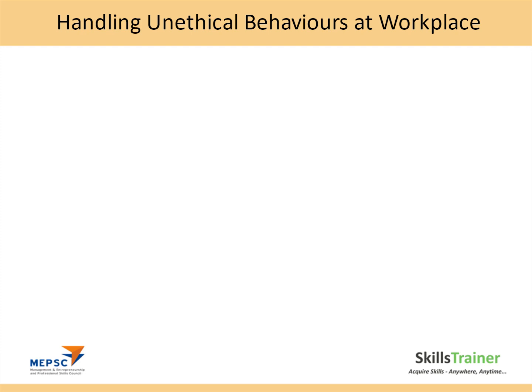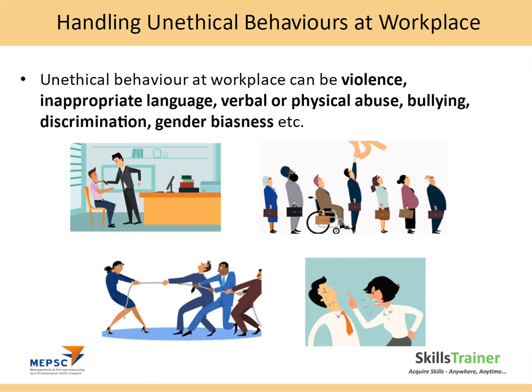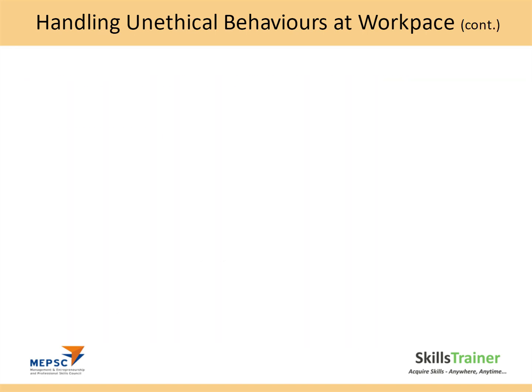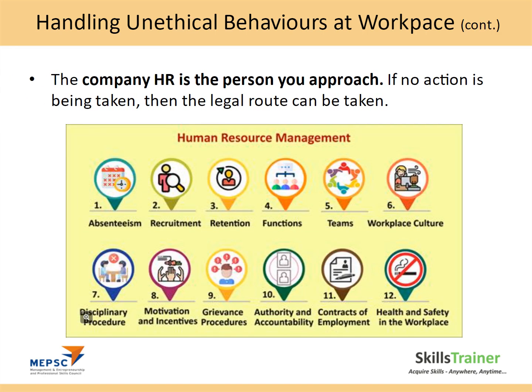Handling unethical behaviors at workplace. Unethical behavior at workplace can be violence, inappropriate language, verbal or physical abuse, bullying, discrimination, gender biasness, etc. You can see the images on the screen to understand better. The company HR is the person you approach. If no action is being taken, then the legal route can be taken.